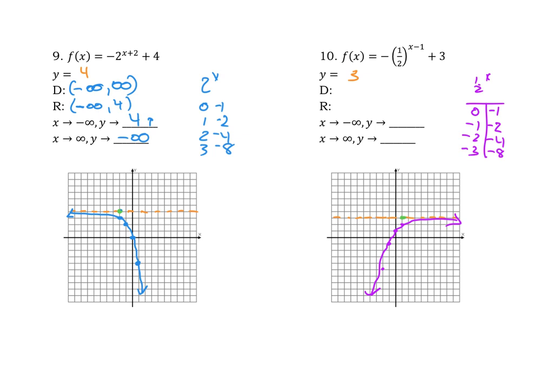So my domain is still -infinity to infinity. My range is bottom to top, so -infinity up to the asymptote. As x goes to -infinity, which is to the left, I'm going to -infinity. As x is going to infinity, I'm going up to the asymptote, which is 3.